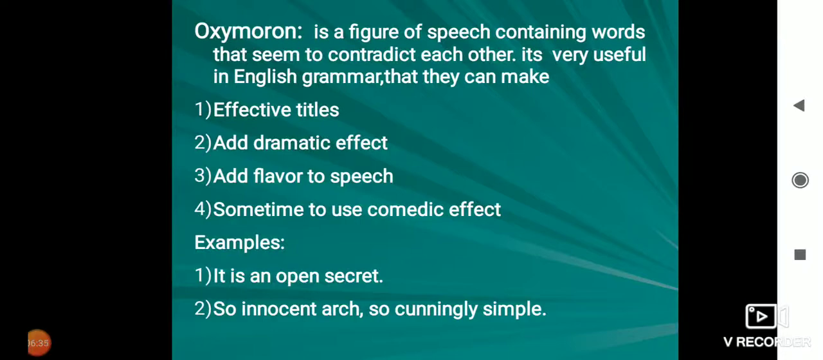First, it is an open secret. Here we can see two opposite words used in the same sentence. If it is open, then it cannot be a secret, and if it is a secret, it cannot be open. Second, so innocent, yet so cunningly. Here also two opposite words, innocent and cunning, convey that innocent cannot be cunning and cunning cannot be innocent.